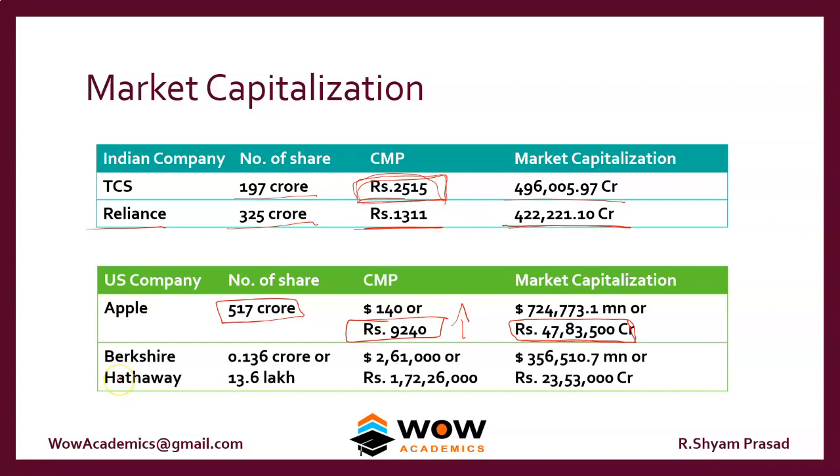But there's another company called Berkshire Hathaway. Compared to Apple, they have only 13.6 lakh shares, but each share is worth around 1 crore 72 lakh 26,000, and when you multiply it, you get the market capitalization. So it works like this. It's not about the current market price being higher or lower. What is very important is the worth of the company. The worth of the company is determined through the market capitalization. Okay, so that's how it works.